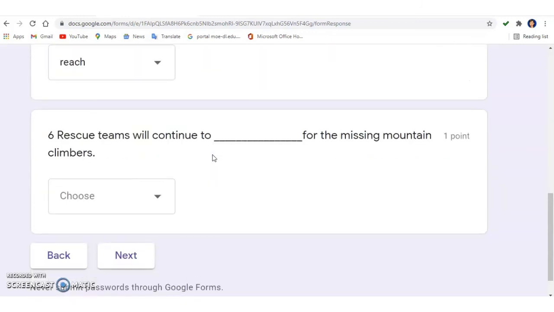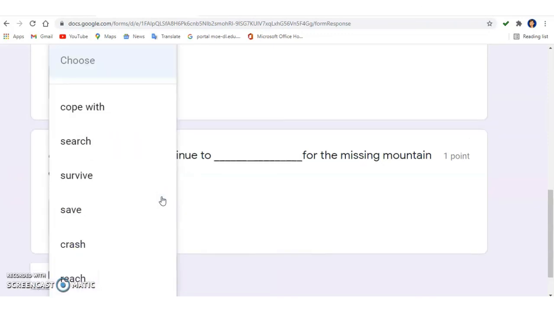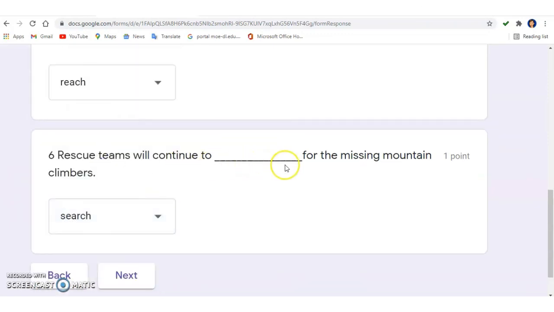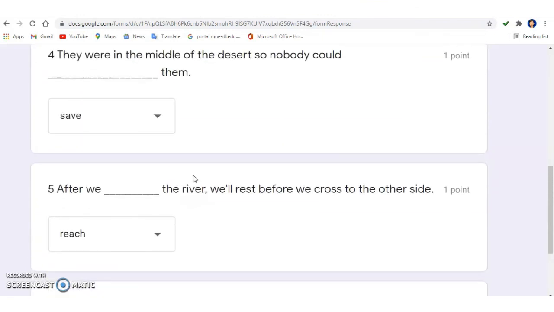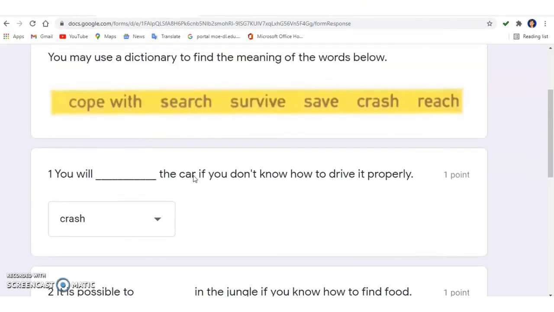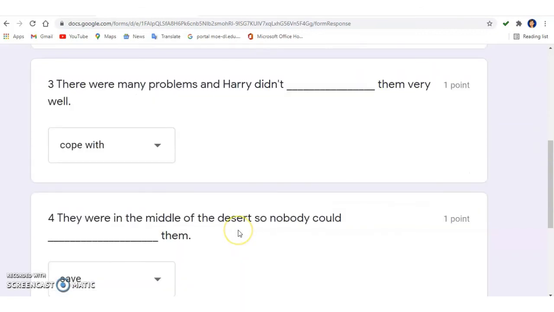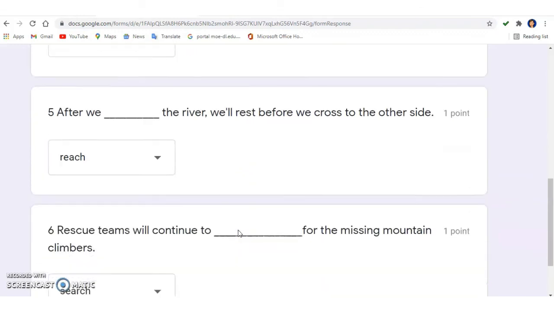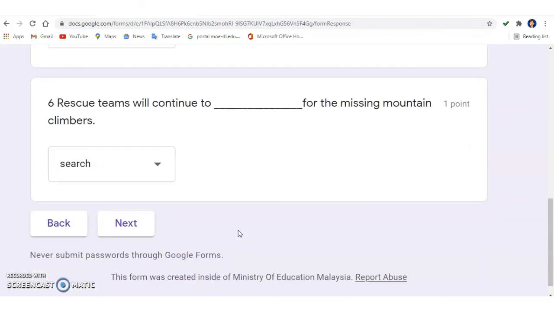Alright, number 6. Rescue teams will continue to blank. What do rescue teams do for the missing mountain climbers? They will continue to search for the missing mountain climbers. I hope that if there are still any words you don't understand, which can be words in the sentences also, you can look them up in a dictionary. This is a good way to learn English as well. Alright, next.